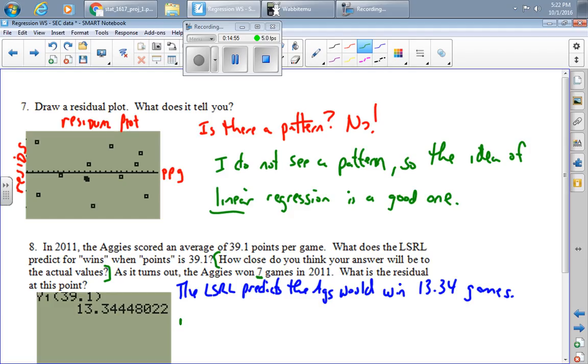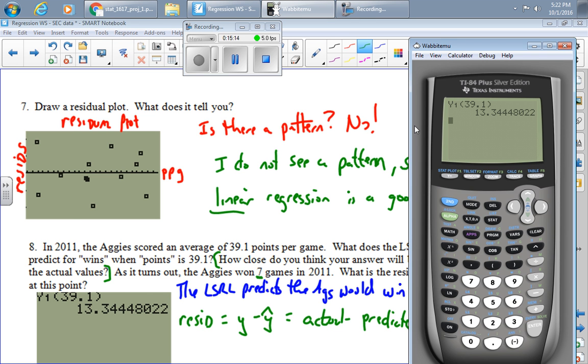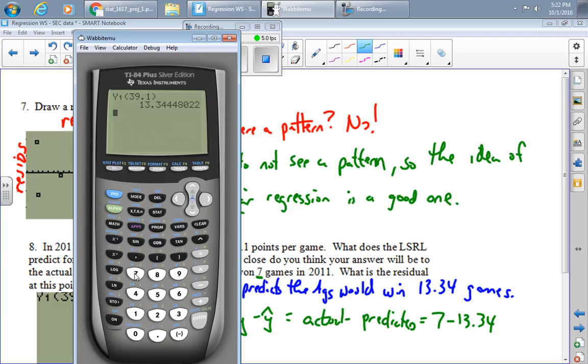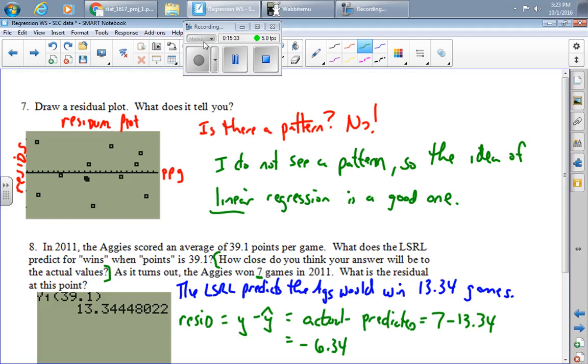So now I want to find the residual, and a residual is y minus y hat, or the actual minus the predicted. So for this case, it's 7 minus 13.34. Now, if you're one who messes up the mental math, don't risk it. Grab the calculator. 7 minus 13.34. Just do it that way. And we see that my residual is negative 6.34. The negative is important because that means that the actual amount was less than the predicted amount, and that's important.